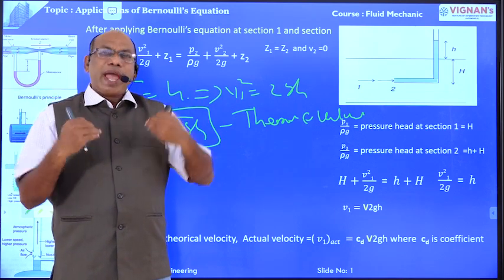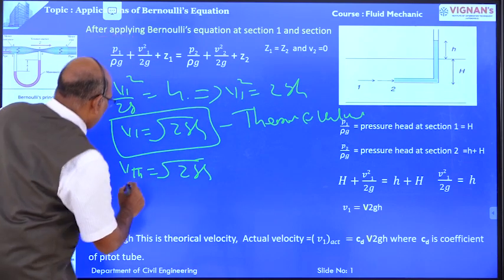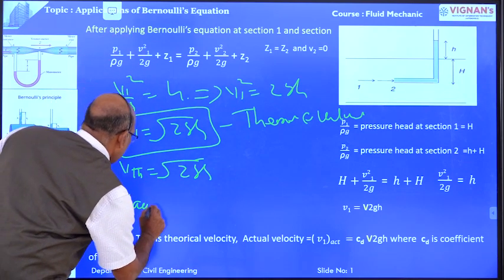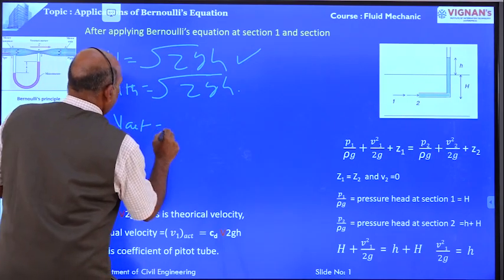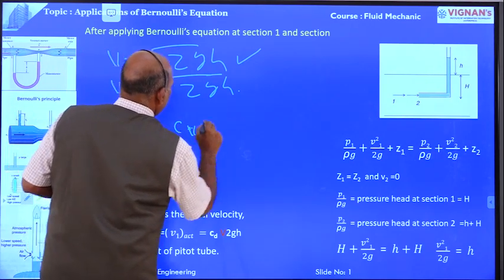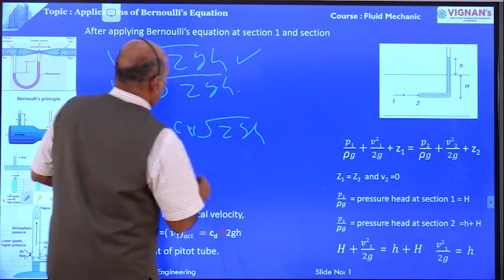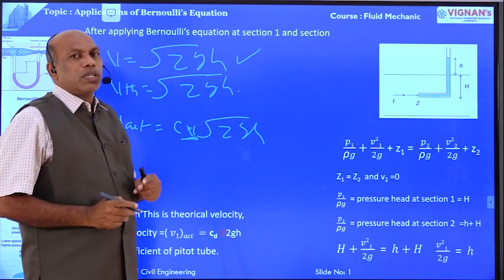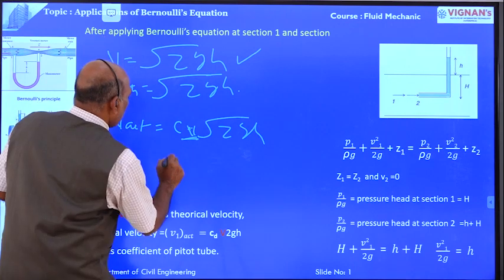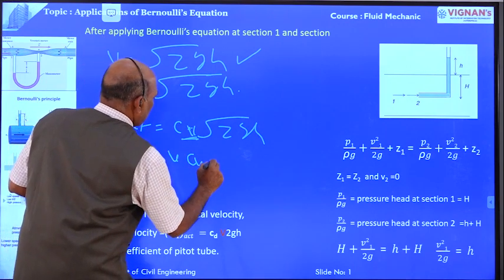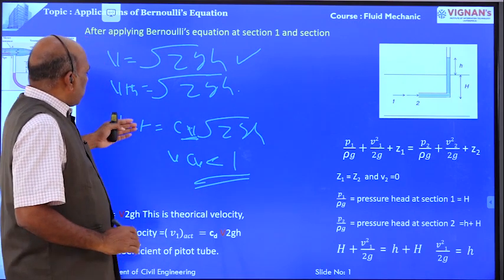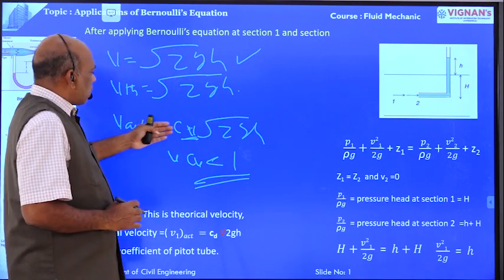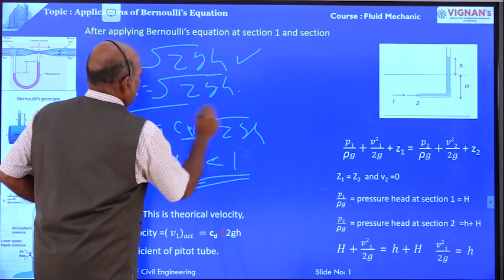We have the actual velocity. Therefore, V actual is equal to Cv into root 2gh, where Cv is the coefficient of the Pitot tube. The coefficient of the Pitot tube, Cv, is always less than 1. Therefore, the actual velocity is equal to Cv into root 2gh.